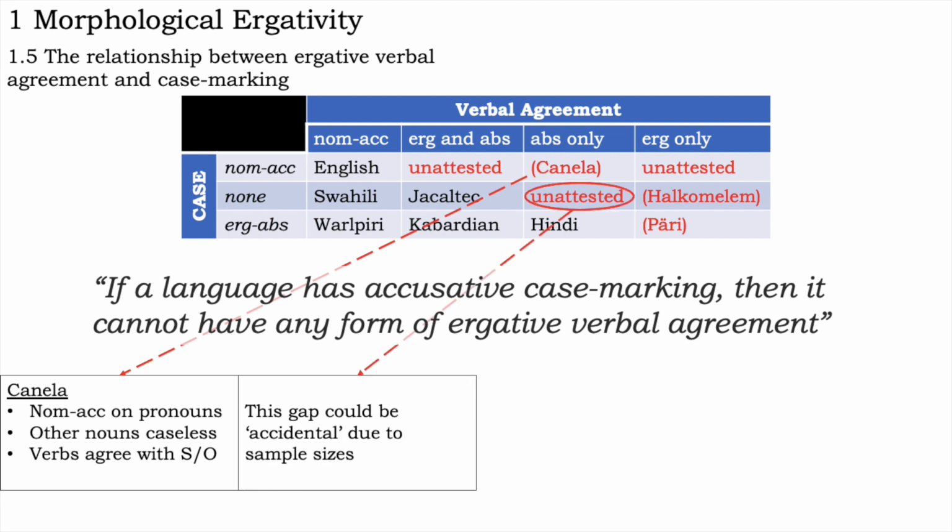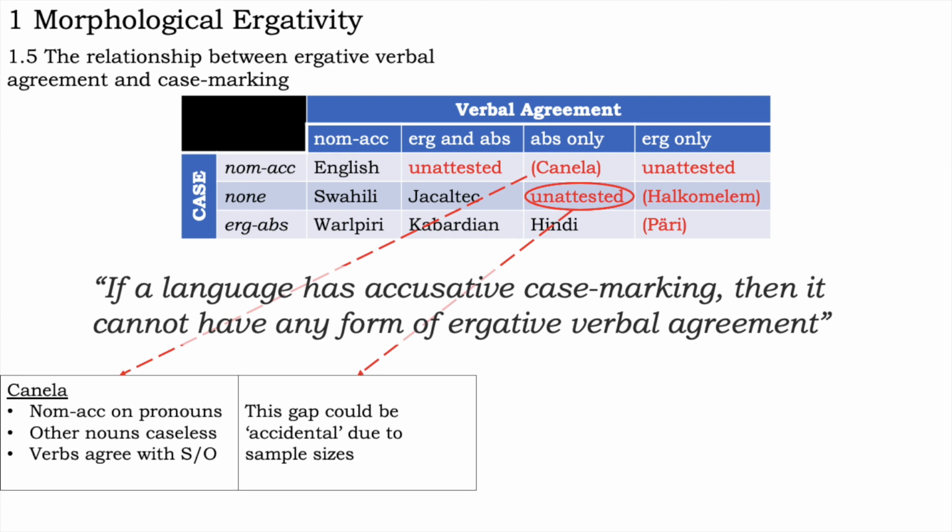There seem to be no languages in which nouns have no case marking, but verbs agree with only the absolutive argument. However, I do have a suspicion that this may be an accidental gap. As far as I am aware, there are very few languages in general where verbal agreement is only with the absolutive argument, and it could be an accident that all such languages also have case marking.